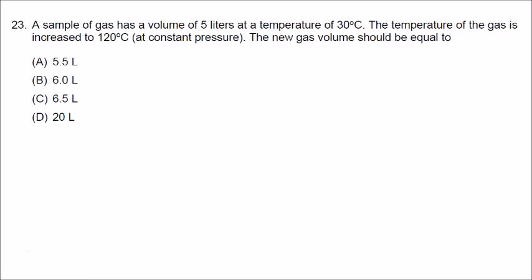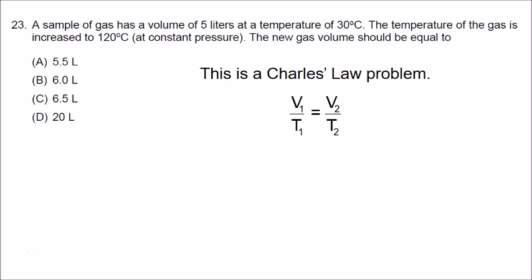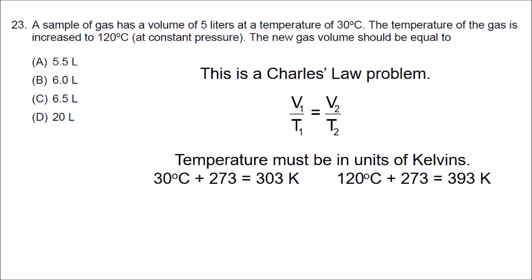Number 23. This involves temperature and volume. This is a Charles law problem, so V over T equals V over T. But be careful to convert your temperature into Kelvin. So 30 degrees Celsius is 303 Kelvin. 120 degrees Celsius is 393 Kelvin. Let's plug in the numbers.